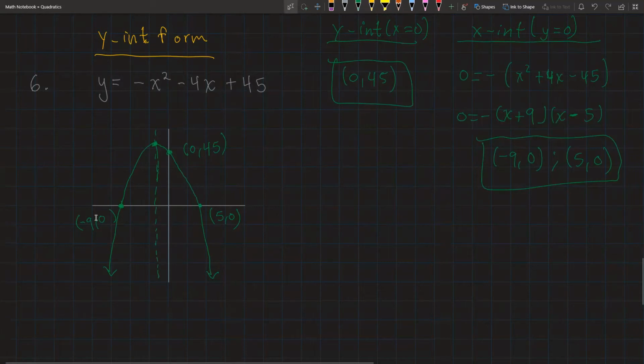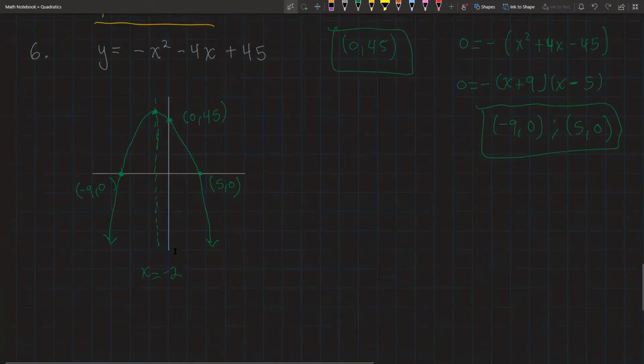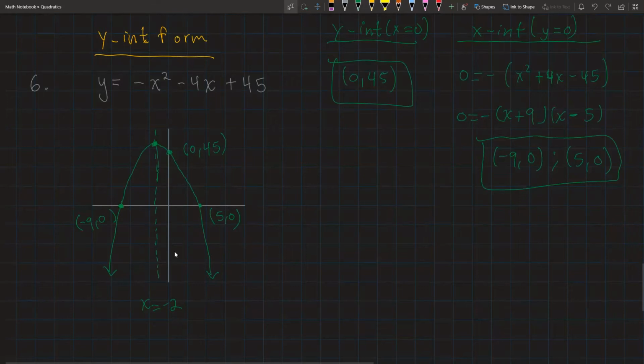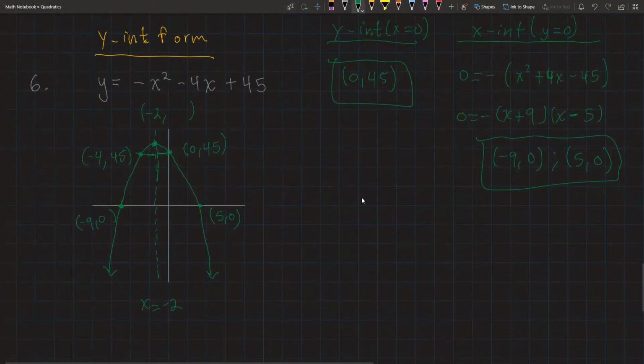What's right in the middle of negative 9 and 5? Negative 9 plus 5 is negative 4. Divided by 2 is negative 2. So we also know that point is going to be negative 2, comma something. And from here, we can find that distance. 2 times in the negative direction is going to give us an x value of negative 4, and a y value that doesn't change. It matches the point of symmetry. All right, so we know that the vertex is located at x equals negative 2. And we're almost done.